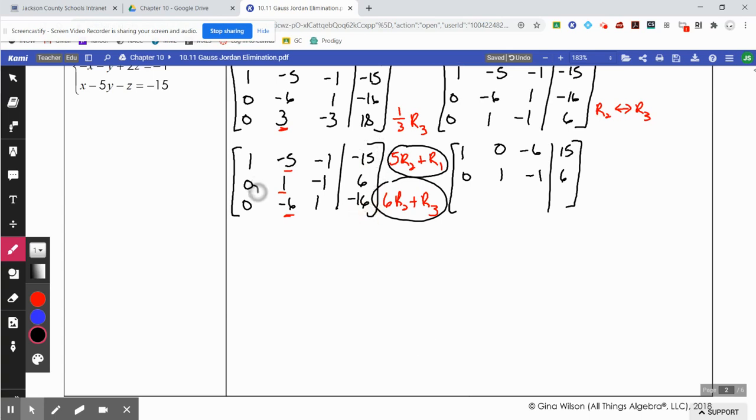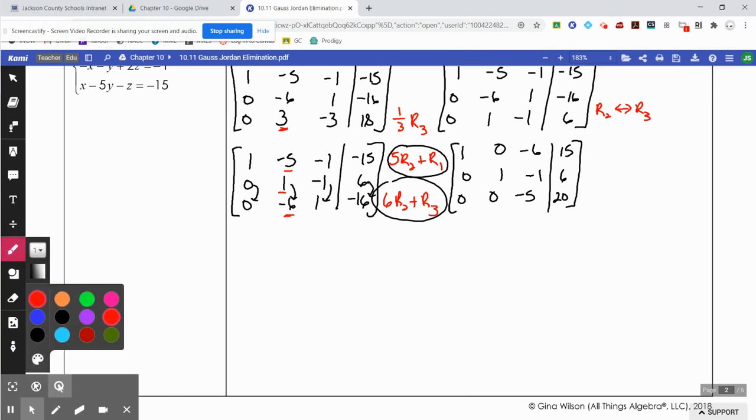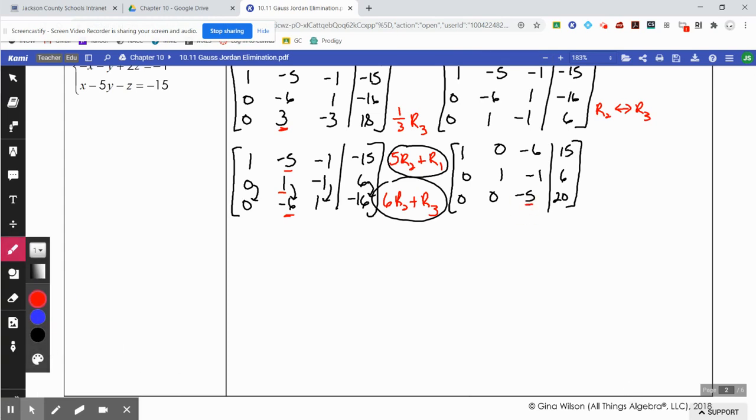So 6 times this added to this gives me a 0. 6 and negative 6 is 0. Negative 6 and 1 is a negative 5. 36 minus 16 is 20. So we're done with our second column. Okay, next up, we're going to get a 1 in the third column right here. And very easy to do that. We're going to do negative 1/5 times row 3.